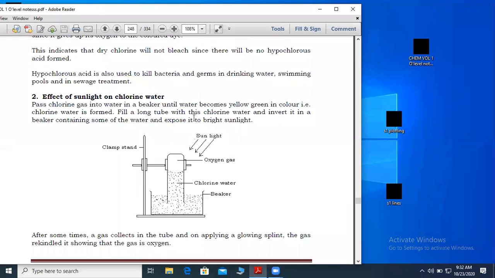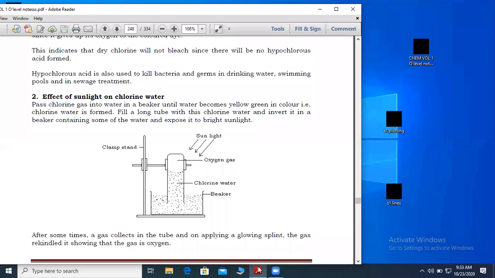Fill a long tube with this chlorine water and invert it in a beaker containing some water and expose to sunlight. So this is our beaker containing chlorine water, and this is water. Now we expose to sunlight. After some time, the gas collects in the tube, and on applying, you know how we test for oxygen gas.